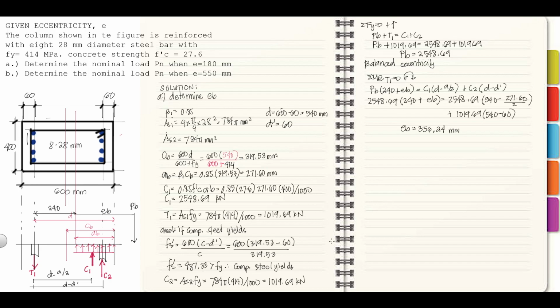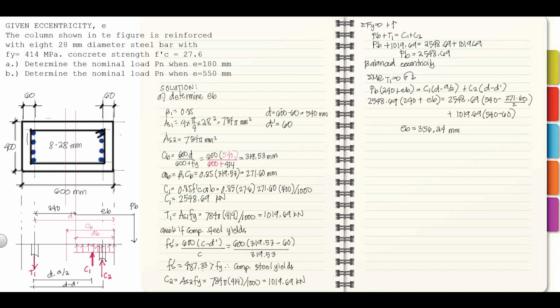In our formula, 600 times 540 divided by 600 plus fy. Fy is given 414. So, computing it, we will have an answer of 319.53 mm. Alright, so that is c balance.